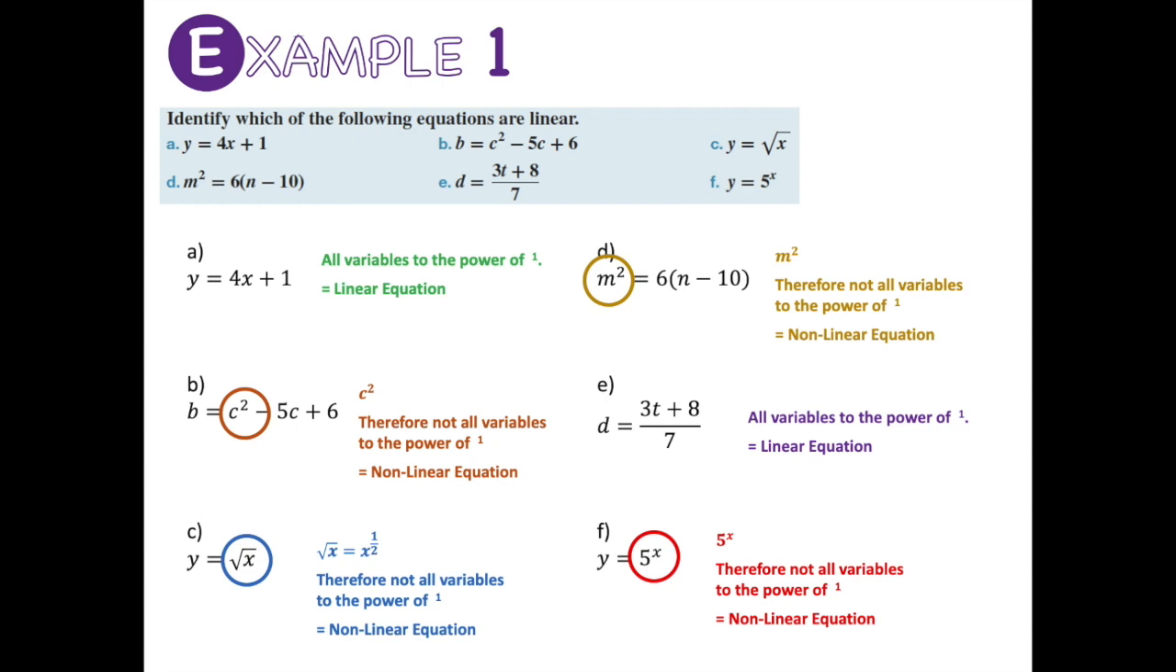So those are some examples of how we identify a linear equation. Anything that has a power of 1 will be a linear equation. Equations that have anything other than a power of 1 will be a non-linear equation.